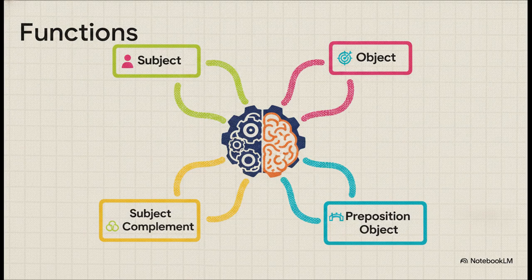There are 4 main jobs a noun clause can do in a sentence. It can act as the subject, the object, the subject complement, which is just following a linking verb like is or seems, or the object of a preposition. I really want to reassure you here, it's honestly just plugging a full clause into the exact same spot where a normal, single-word noun would go. Let's look at the 2 most common ones.